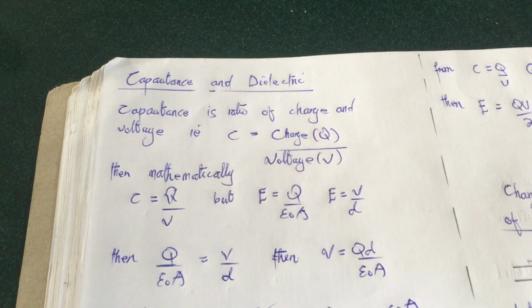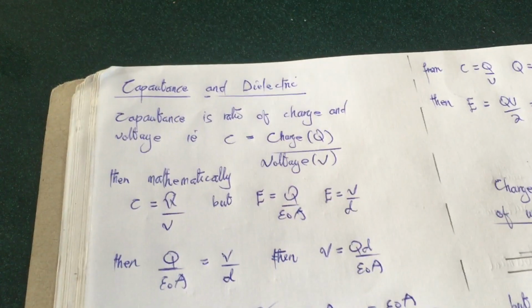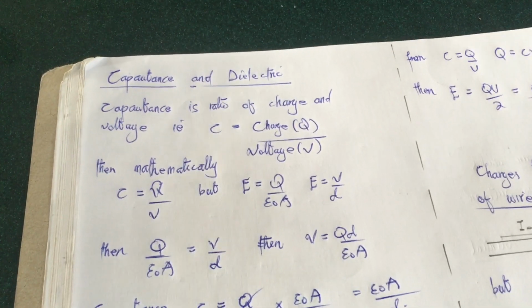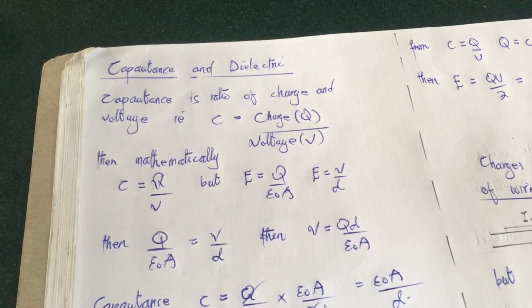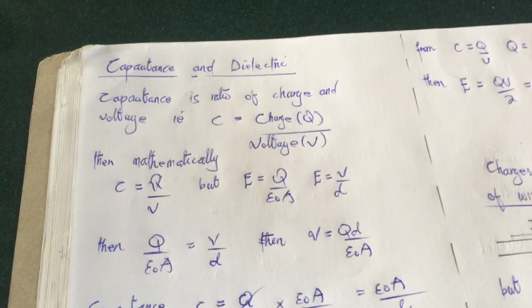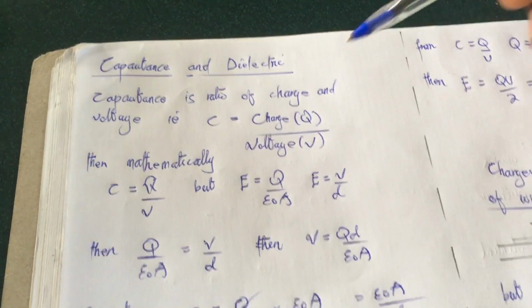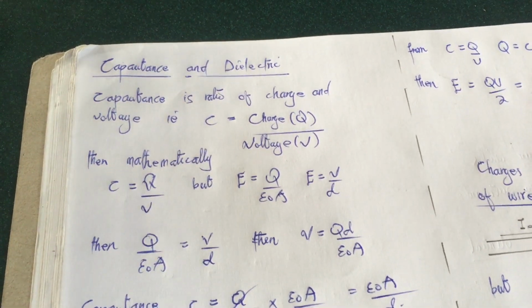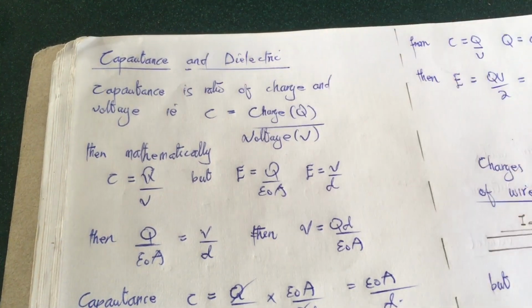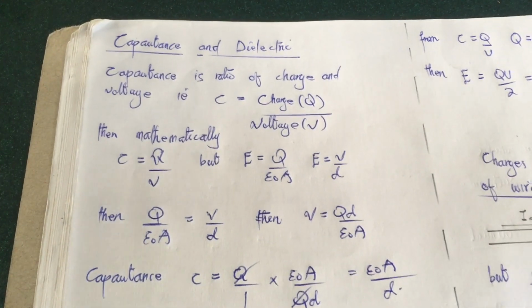Alright, so welcome once again. This time we are coming to talk about capacitance and dielectrics. When we are talking about capacitance, it's actually the ratio of the charge and the voltage, which is: the capacitance is equal to the charge divided by the voltage. Mathematically, C is equal to Q over V.